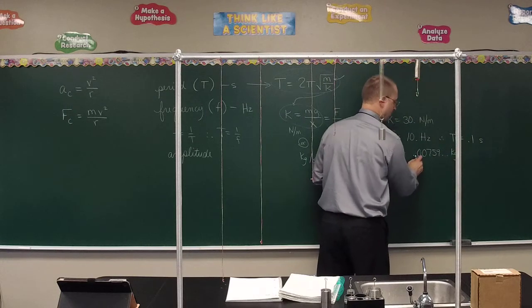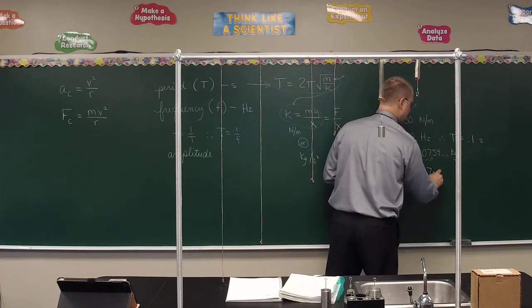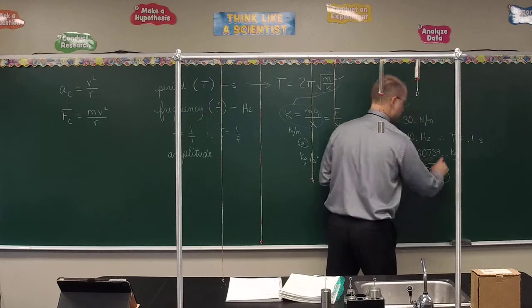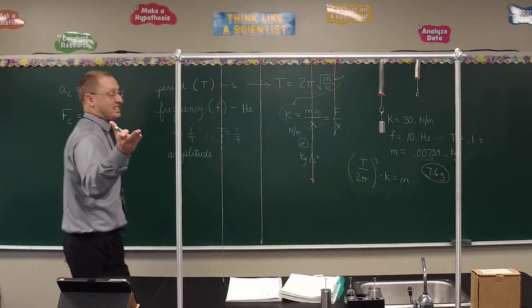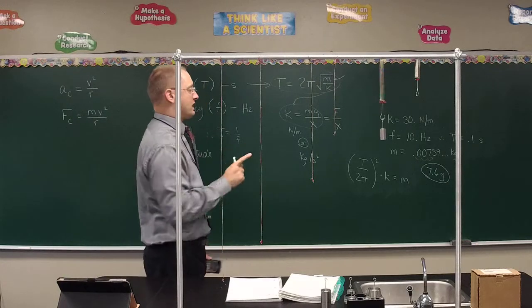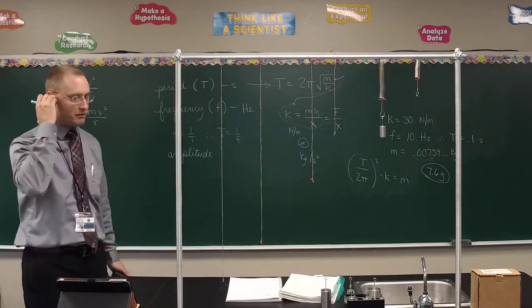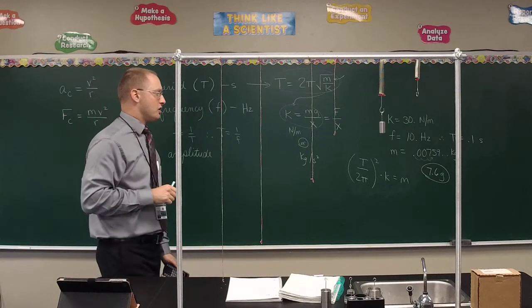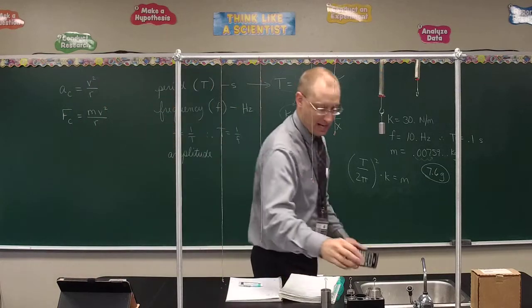I'm actually going to change it to grams and move the decimal back 3 places. 7.6 grams was the mass. Or you could say 7.6 e -3 kilograms. So work it out again on your calculator. Make sure you get the same answer Audrey had. 0.00759 is the mass. And again, my smallest mass I have is 10.